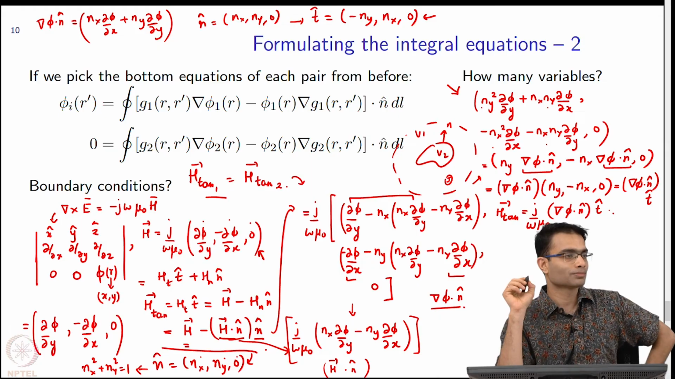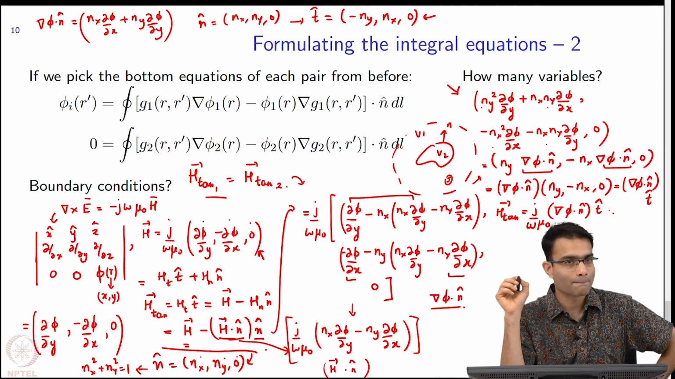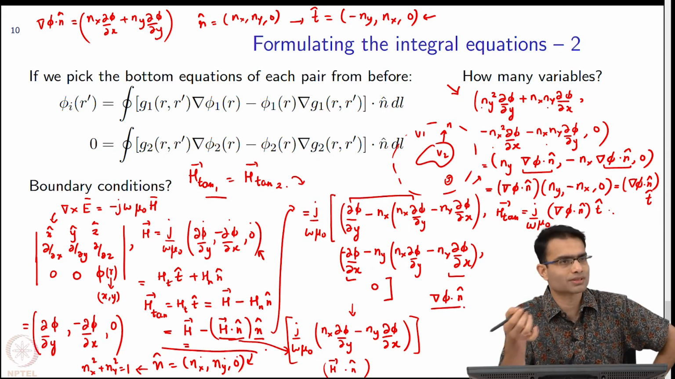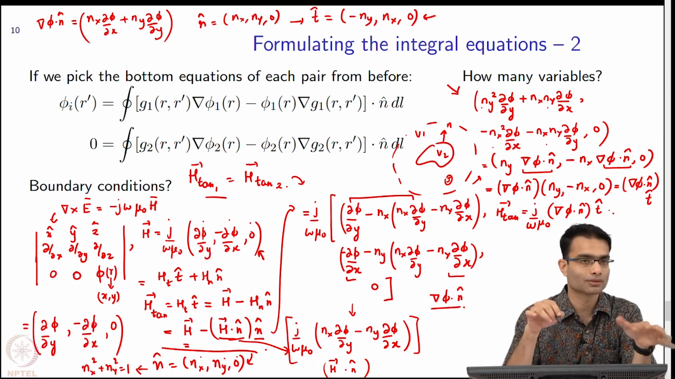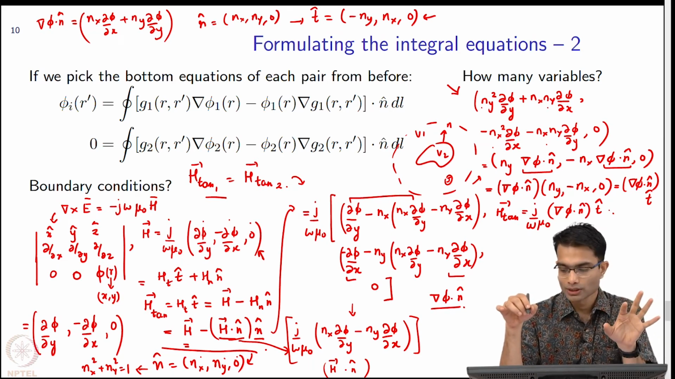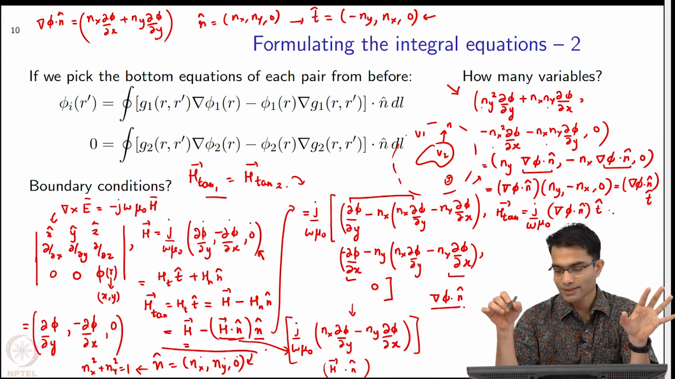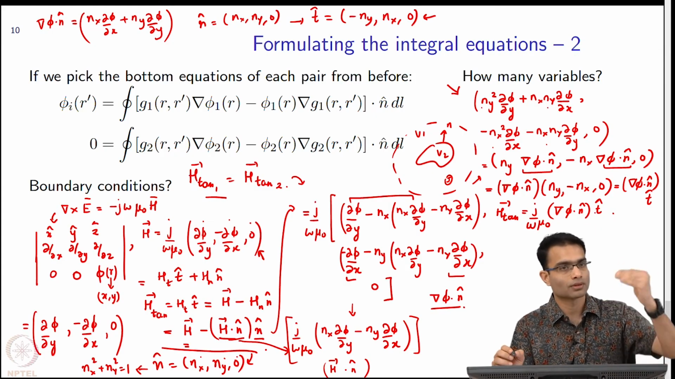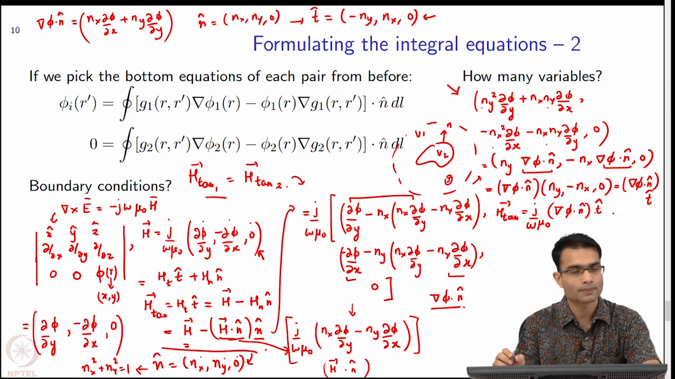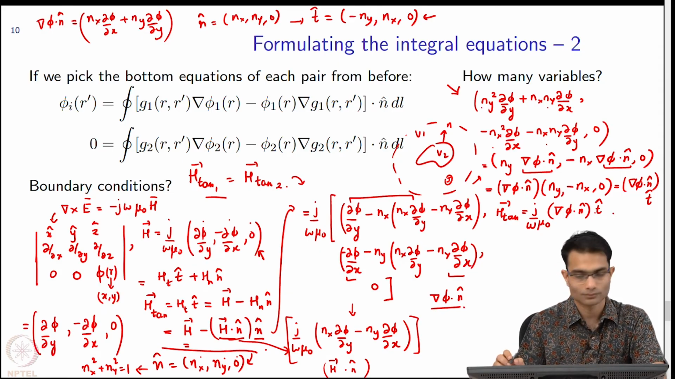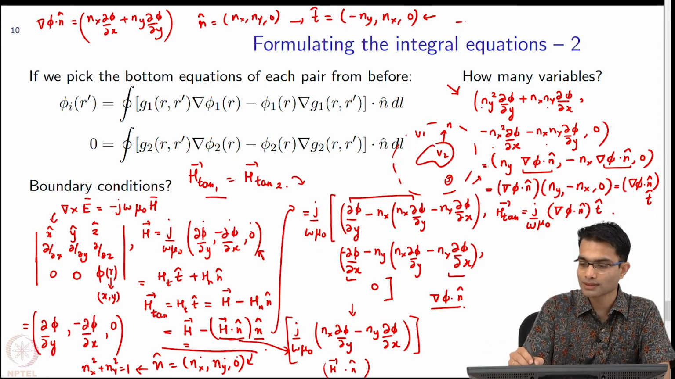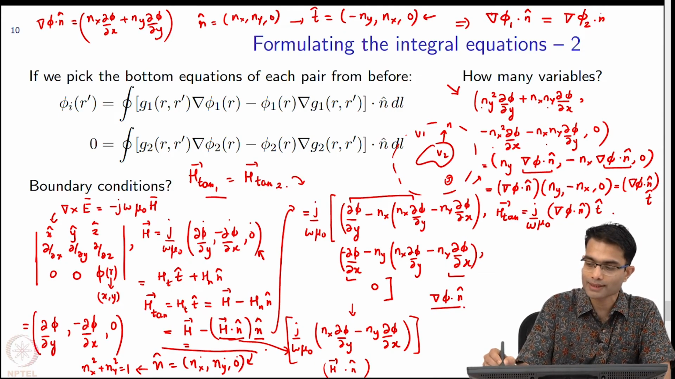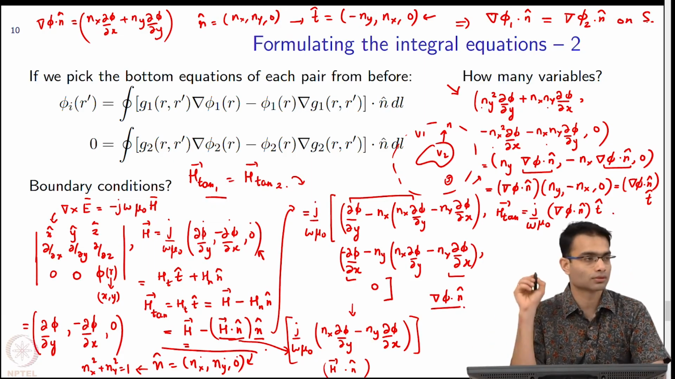Granted, we had to do some amount of work to get here, but patiently, this is just working with vectors, cross product, dot product, and so on. Now finally, given that this is the tangential field and it should be conserved at the boundary, what does this tell us? It tells us that grad phi 1 dot n hat should be equal to grad phi 2 dot n hat on S.